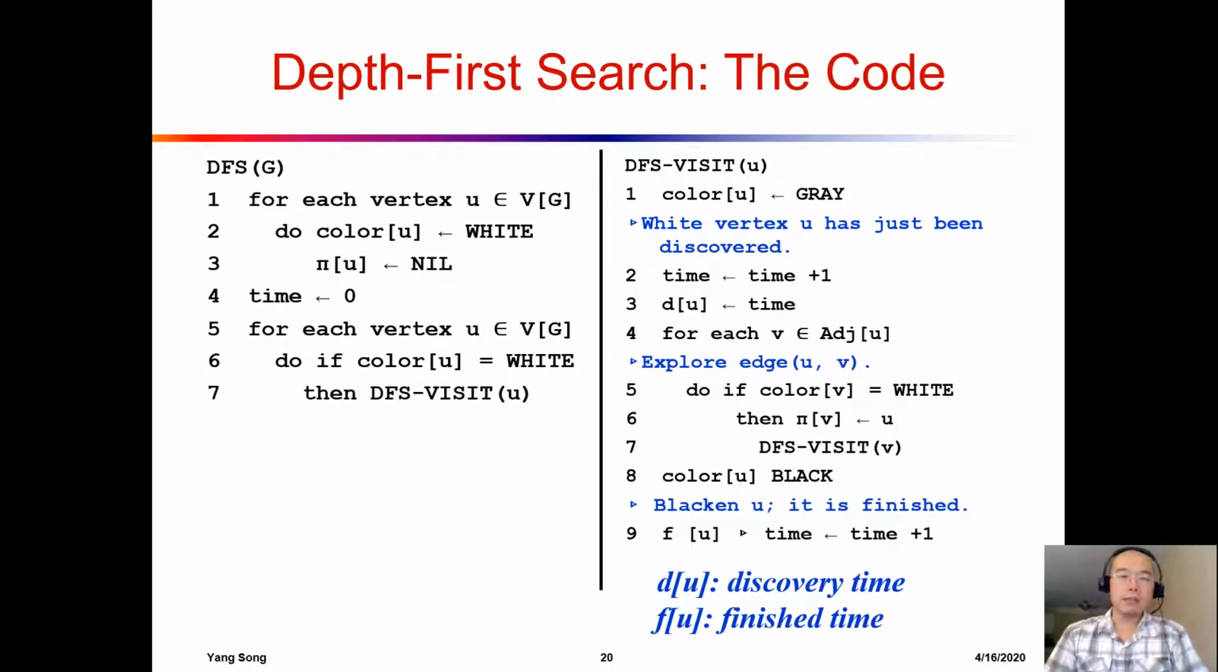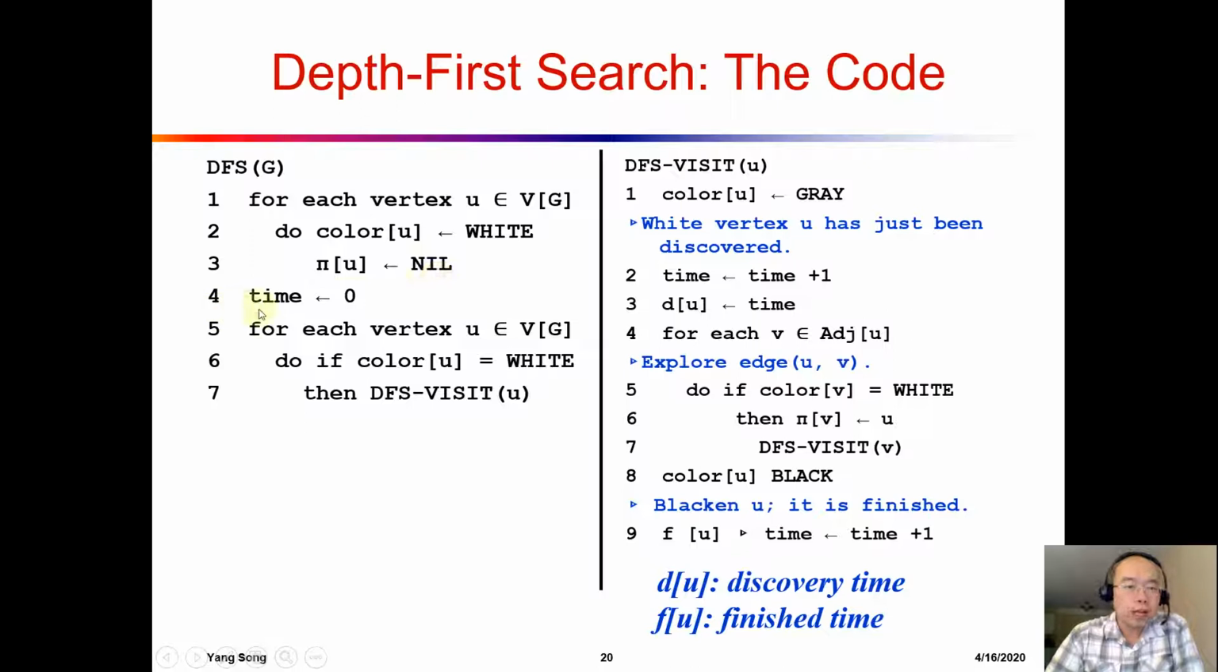Okay, and this is the pseudocode of the depth first search. The very first part is on the left side. Lines 1, 2, and 3 are the first iteration, where we color all the nodes white. And for the pi, we have seen that before. The pi means the parent. So the parent of each node is set to nil.